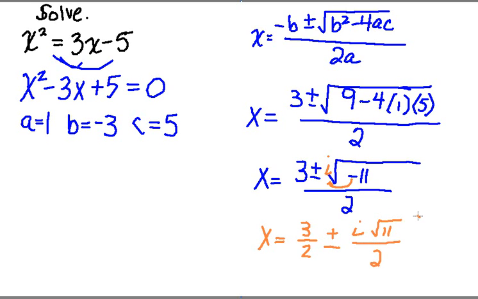So again, you're just going to solve them the same way you would if you had real solutions. But if you end up with a negative underneath your radical, you bring the negative out front, make it an i. And that is how you solve a quadratic with complex solutions.